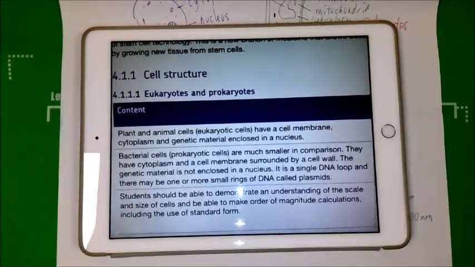Okay, so there's what we've covered this time. We've looked at eukaryotic cells, prokaryotic cells, their features and the differences between them. We've looked at plant and animal cells, and we've also done a little bit on scale and magnification calculations. I hope you enjoyed that, and I'll see you again next time.